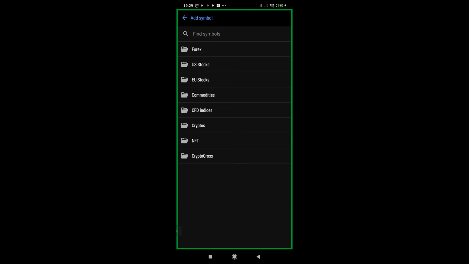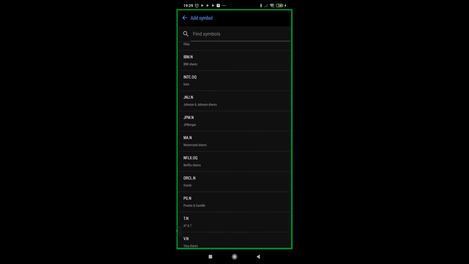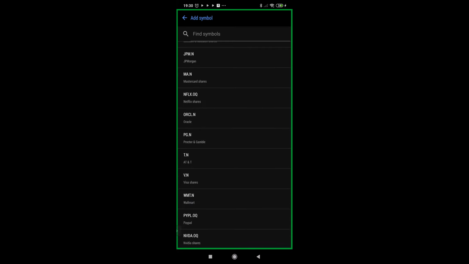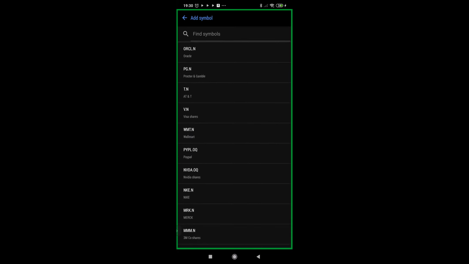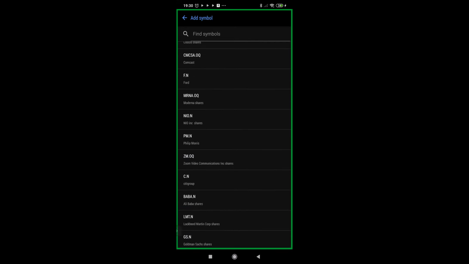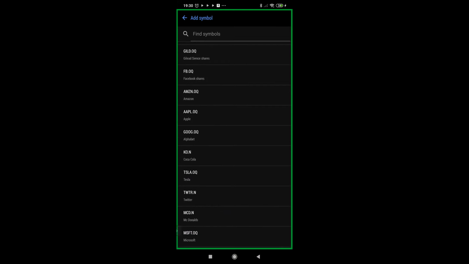For example, if you plan to buy US stocks, just come to the US stocks folder. You can see Boeing, Bank of America, Cisco, eBay, IBM. You can see JP Morgan. You can buy MasterCard shares, Netflix shares. You can buy Procter and Gamble. You can buy PayPal. It's a lot you can buy. You can buy Ford. You can buy Alibaba. You can buy Facebook, Amazon, Apple. Okay, it's plenty. So anyone that you want to add to your terminal, your code, just select.